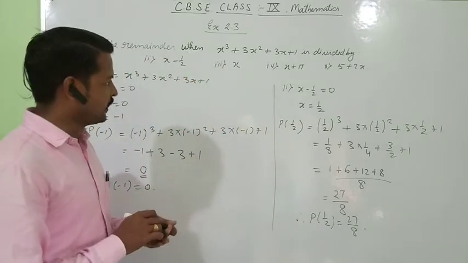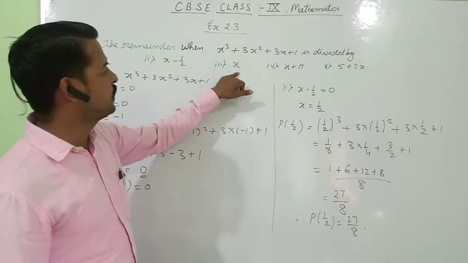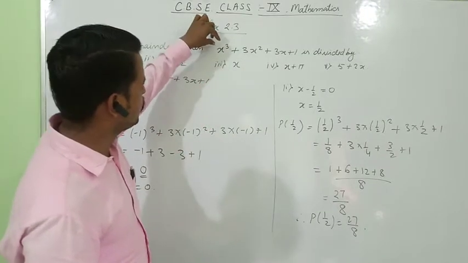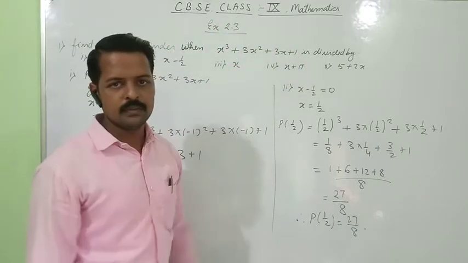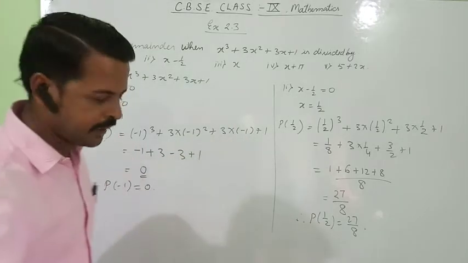Now question number 3. Here x is the divisor. So what will we do? We will take x equal to 0, and we will put 0 in place of x here. And the remainder will be 1 only. I think you can solve it on your own. Now let us take the fourth part.